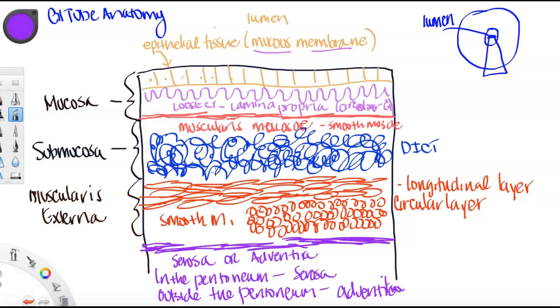And then most of the tube has 2 layers of smooth muscle, the longitudinal and the circular layer. We'll see in the stomach there is an extra layer of muscle with that. But again, generally this is how it looks. And then you either have the serosa surrounding it or the adventitia. So let's move on to the structures.